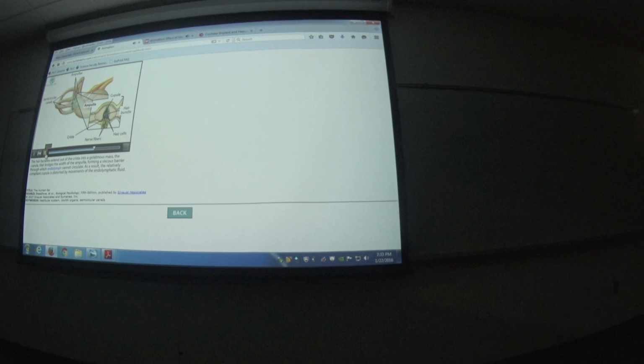As a result, the relatively compliant cupula is distorted by movements of the endolymphatic fluid. Okay, in English, what did she just say? No idea. Anyone hazard me a guess? All right, so basically there's fluid in there. That's the endolymph. This cupula is basically where the hairs live. So as the fluid tries to get through the cupula, it bends the hairs to get through it, just like seaweed in the surf, to use a silly analogy.